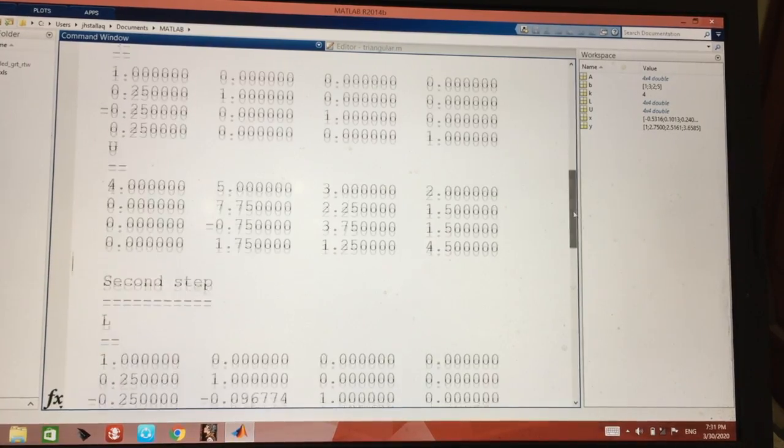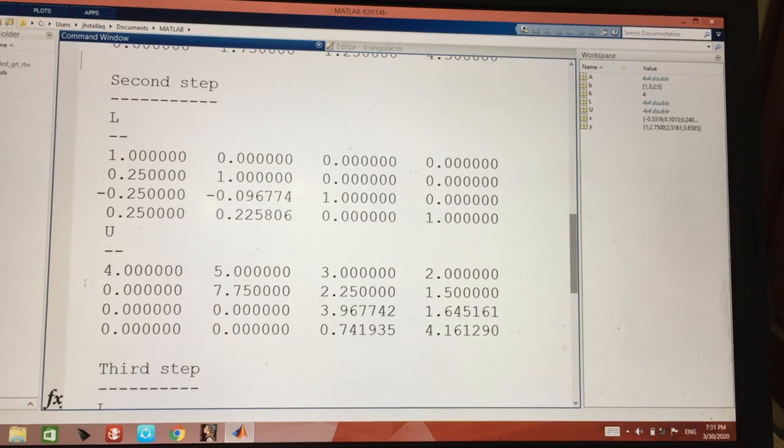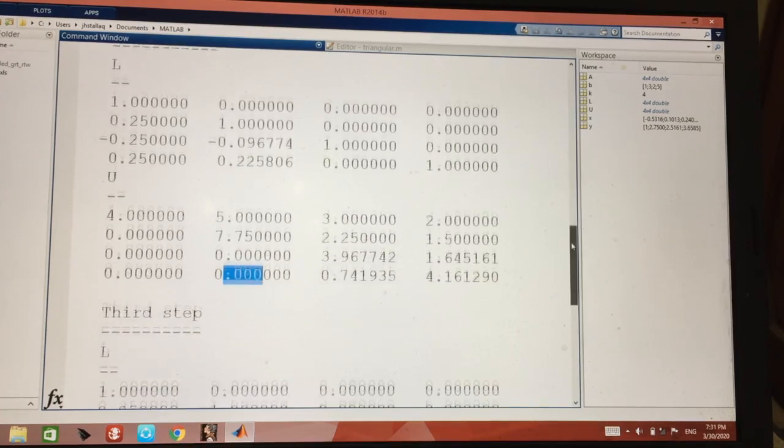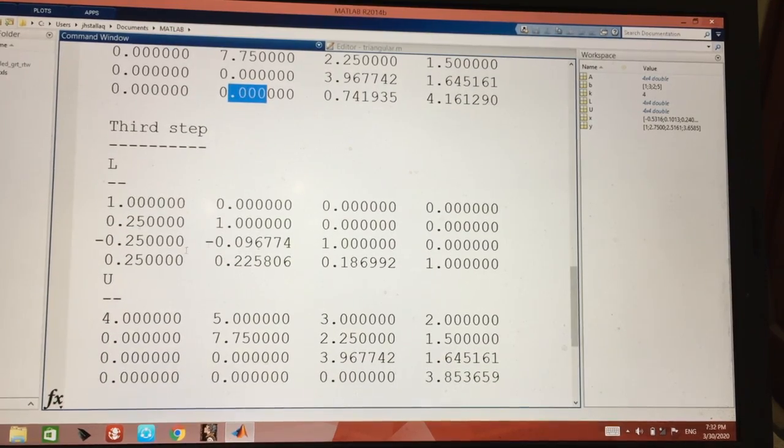In the second step, we do the same. This, in the lower, is kept there. Now we modify these 2 here, using the 3 by 3 matrix here. And in the upper, we eliminated these 3 zeros, and now also this 0. In the third step, we do the same. These 3 are from the first step, these 2 from the second step, and this element from the last step.